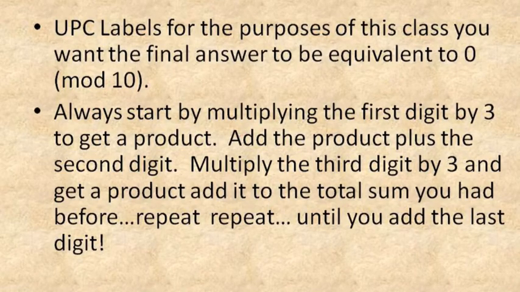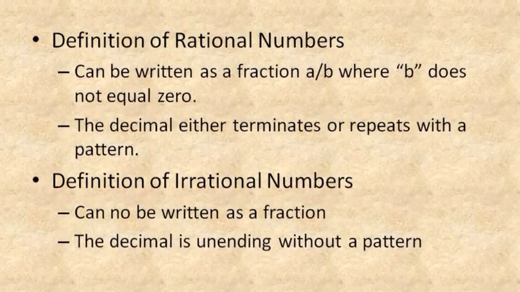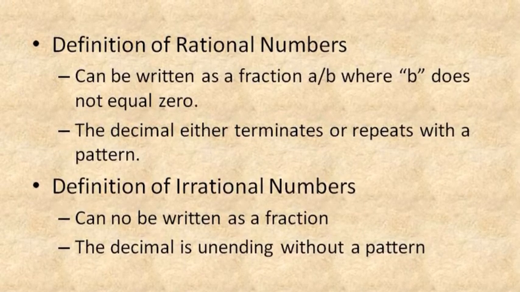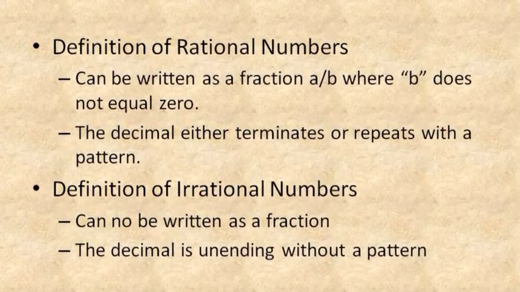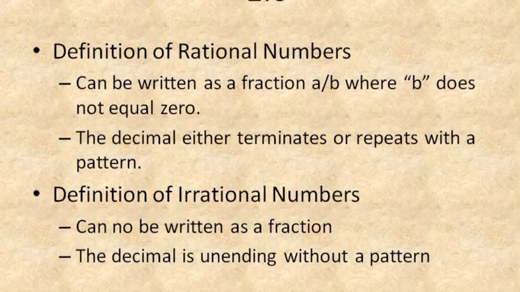We skipped 2.5. Now looking at 2.6, it'll be important for us to know the definition of rational numbers and the definition of irrational numbers. Rational numbers can be written as a fraction, a over b, where b does not equal 0. In other words, we can't write a fraction with 0 in the denominator.